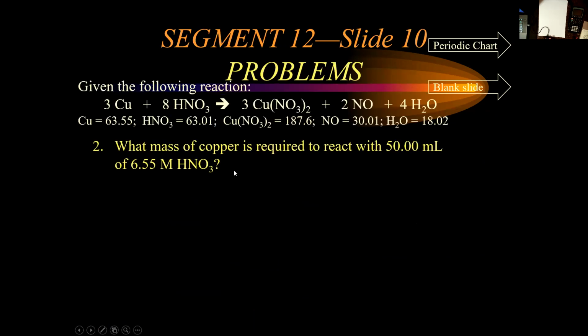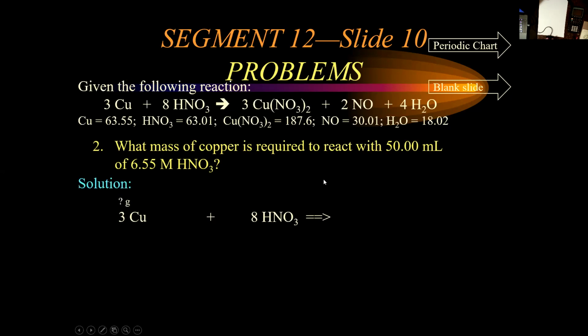Okay. What mass of copper is required to react with 50 milliliters of 6.5 molar nitric acid? Well, there is my equation, copper and nitric acid. And solving my problem, I'm only going to deal with the part in the balanced equation that's actually in the problem. That's just copper and nitric acid. The other stuff I'm not concerned about right now.